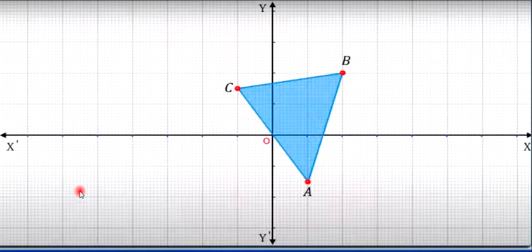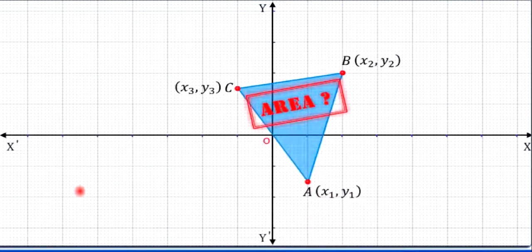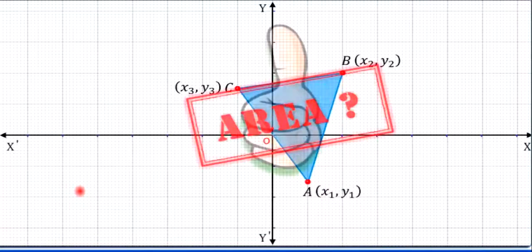With vertices having the coordinates x1, y1, x2, y2, and x3, y3. How do you determine its area? Yes, you are right.